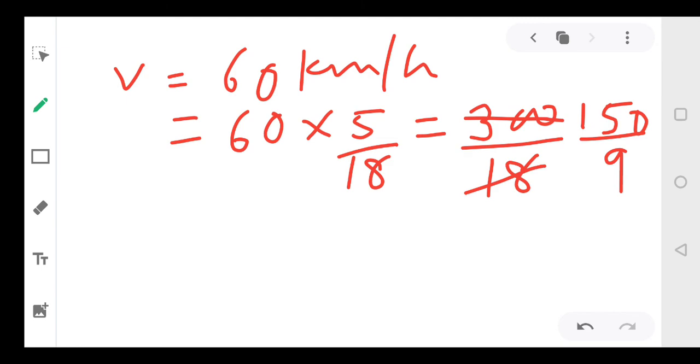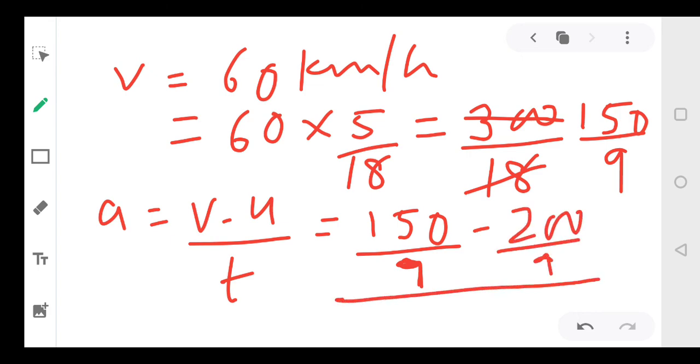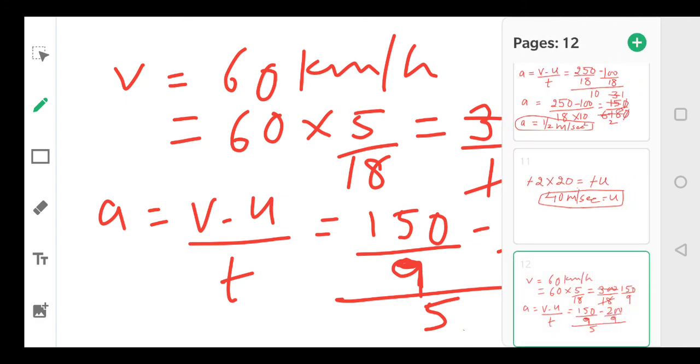Now let's put in the formula. A is equal to V minus U upon T. What is V? 150 upon 9. What is U? That was 200 upon 9. And what is T? 5 seconds. So it is 150 upon 9 minus 200 upon 9. Clear, everyone? Let's go to the next slide.